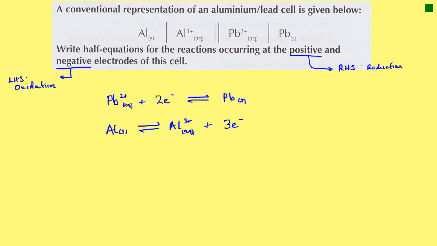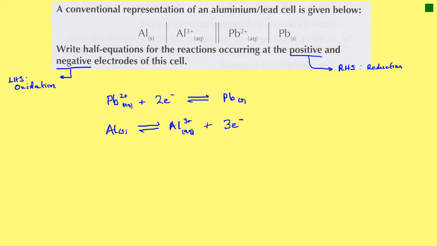And now we can write out some half equations. Shall we start with the positive electrode? At the positive electrode we've got a reduction reaction, so that's going to be Pb2+ gaining 2 electrons. Reduction is gain. And we always write it as an equilibrium reaction to make lead solid.